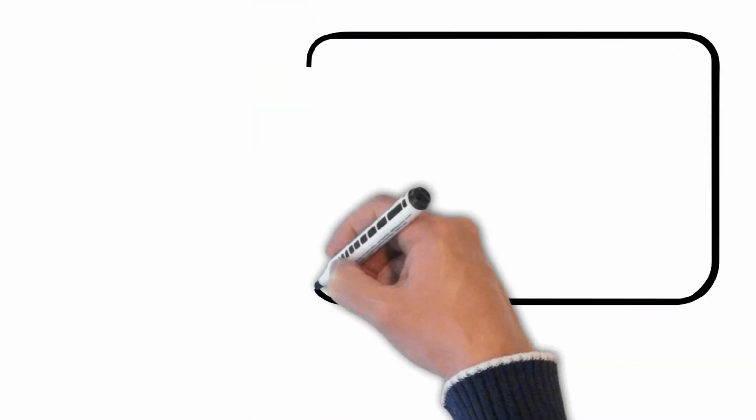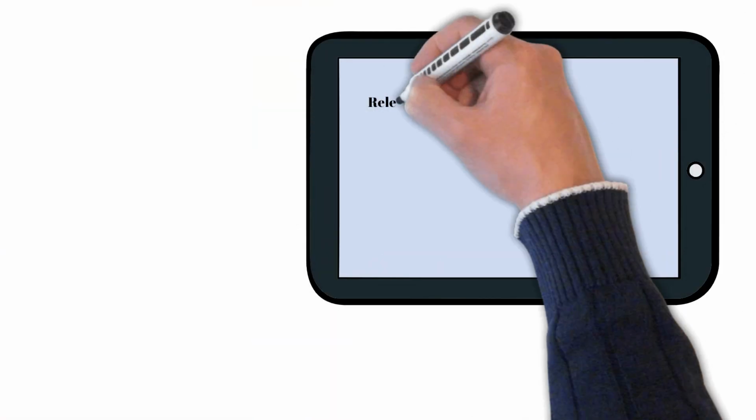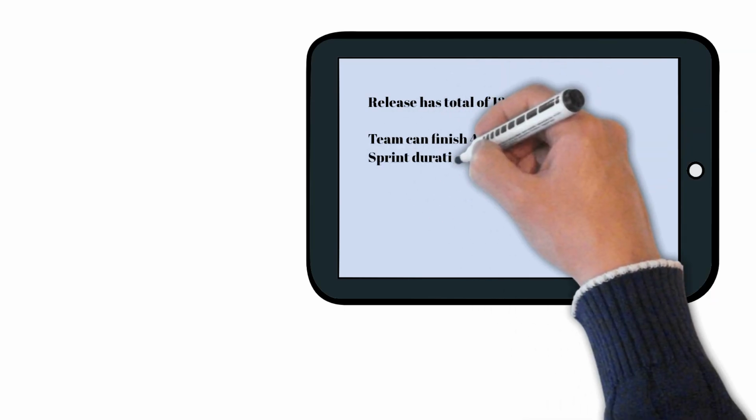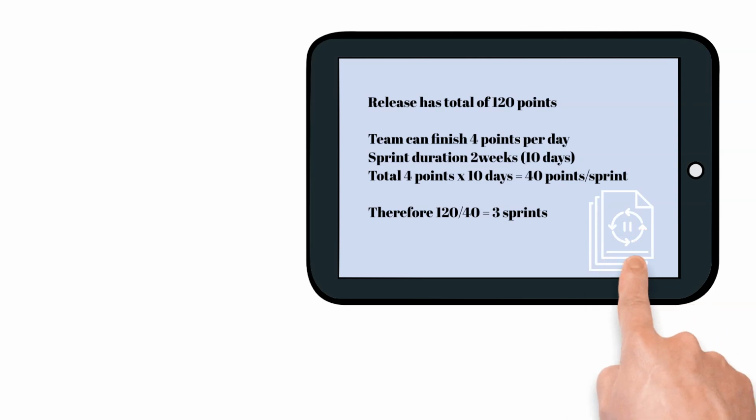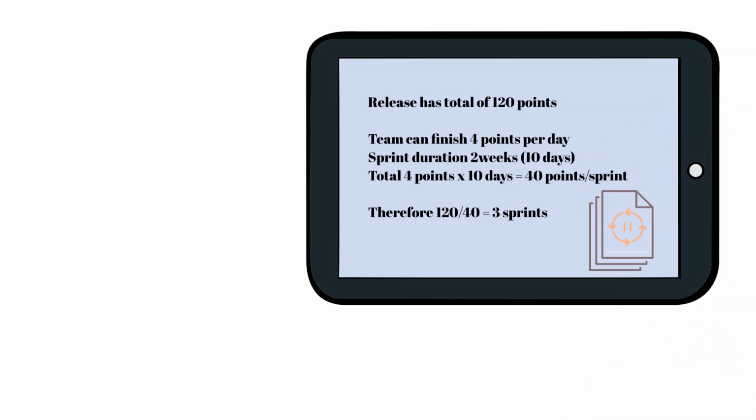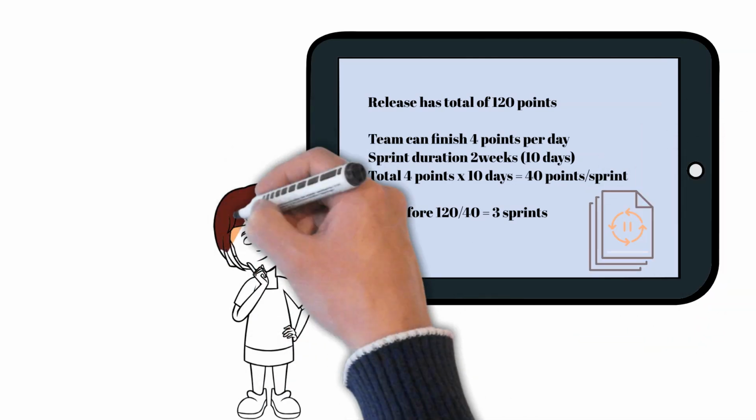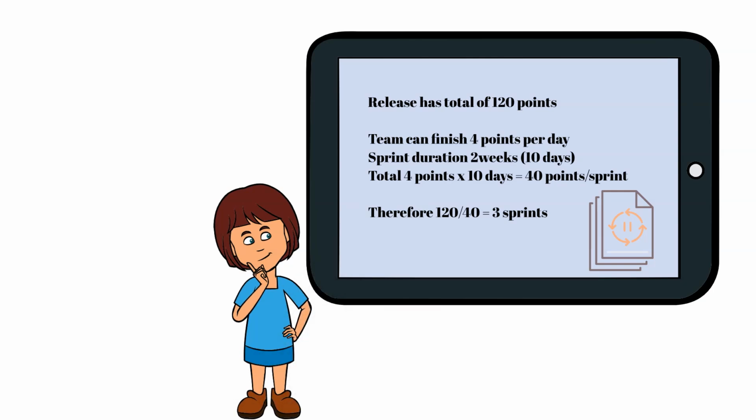Let's consider an example. Let's assume you and your team determine that the minimum viable release has a total of 120 points. You know that your team can finish 4 points per day. You would like to have 2-week sprints, or 10 days times 4 points, which is 40 points. Therefore, 120 divided by 40 is 3 sprints.